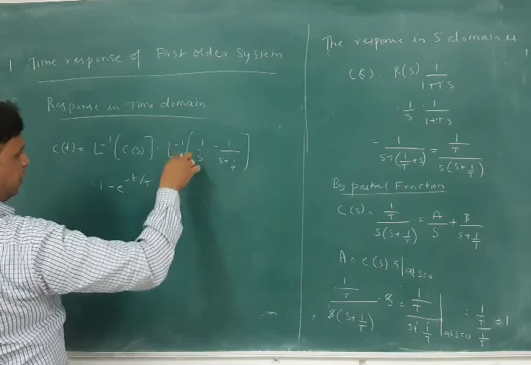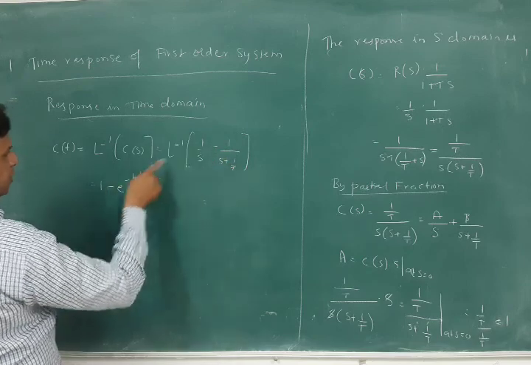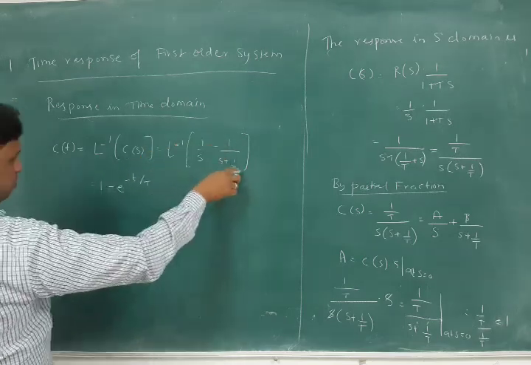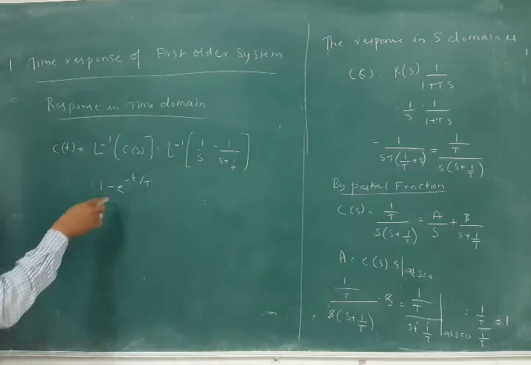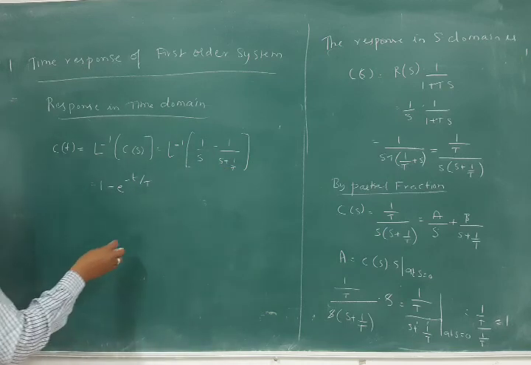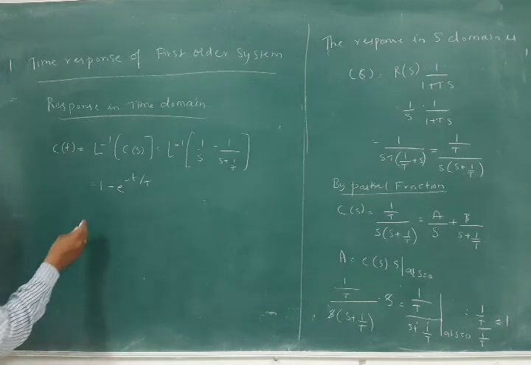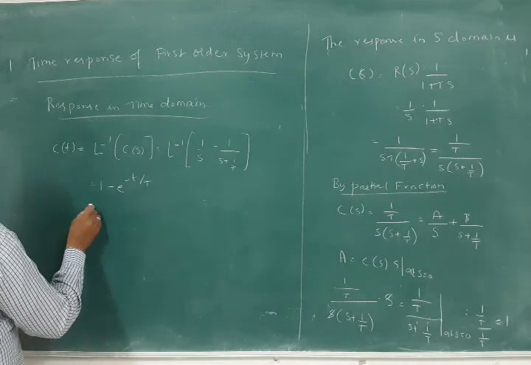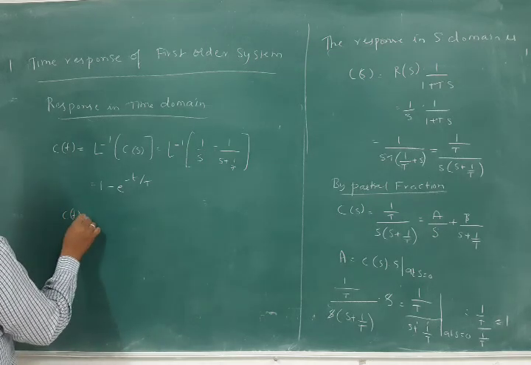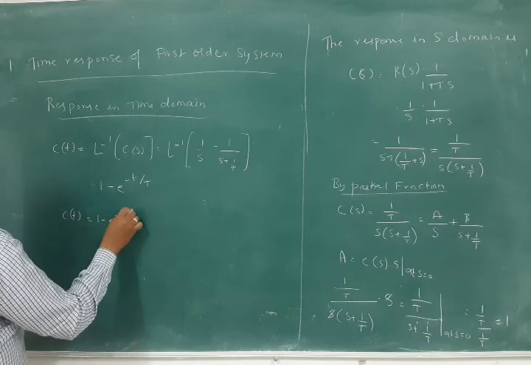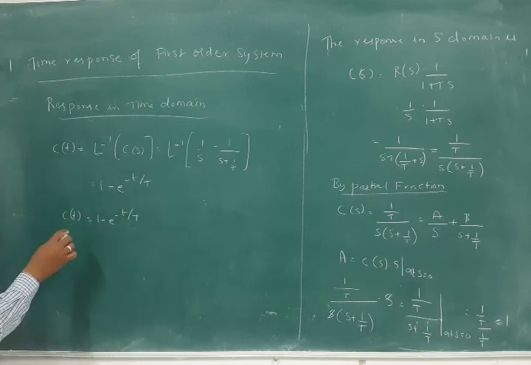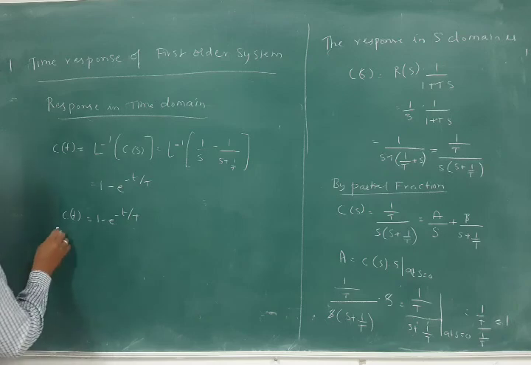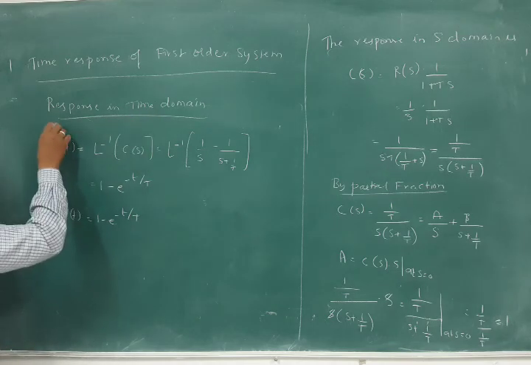For this we can write the L inverse. The L inverse value of 1 by s is 1, and of 1 by s plus 1 by t is e power minus t by t. Then we can write this equation, c of t is equal to 1 minus e power minus t by t, and therefore we can write the response in the time domain. This is called the time response.